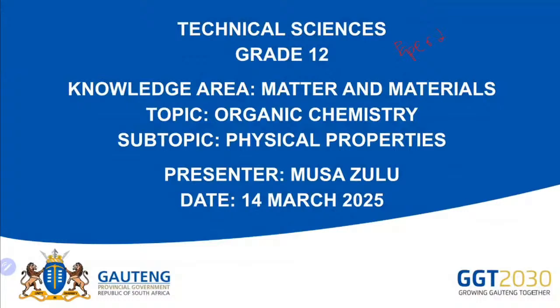We started with organic chemistry and we looked at a lot of things, your homologous series, your functional groups. We also looked at naming in organic chemistry and all of those things. Today, we are going to be looking at physical properties in organic chemistry. So we're going to be looking at those physical properties for today.